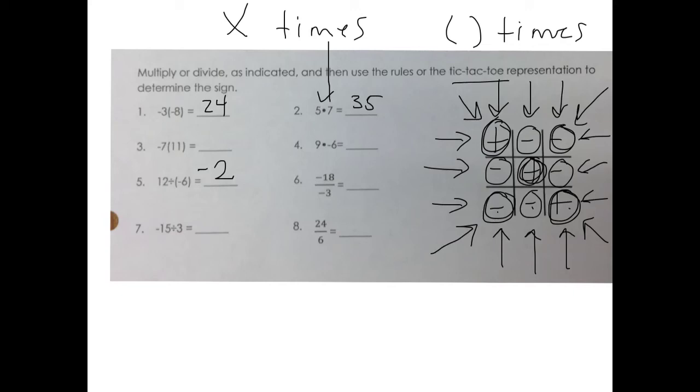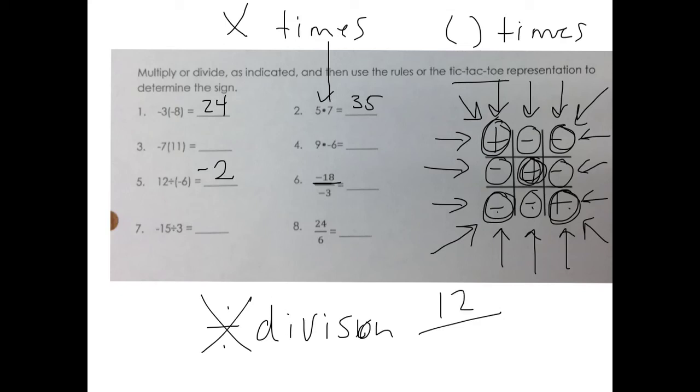Number 6, negative 18 divided by negative 3. In high school, a lot of times we use a fraction bar to indicate division. We kind of go away from using this for division, so this won't happen anymore. Most of the time it'll be a division bar like this. 12 divided by 6. So negative 18 divided by negative 3. 18 divided by 3 is 6. Negative by negative is a positive.